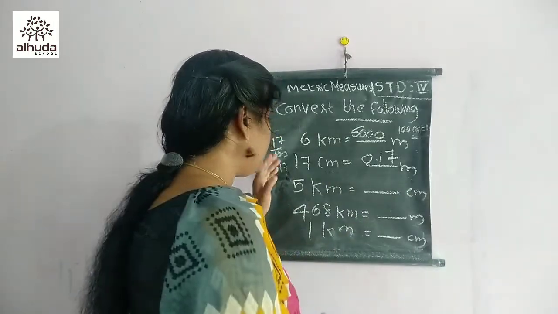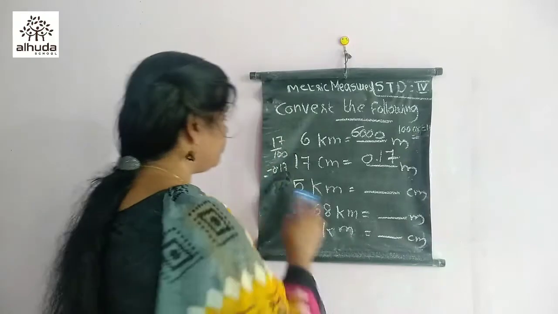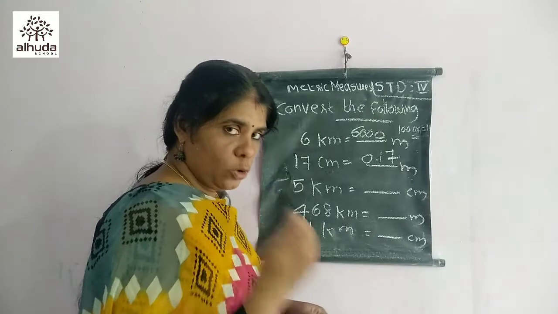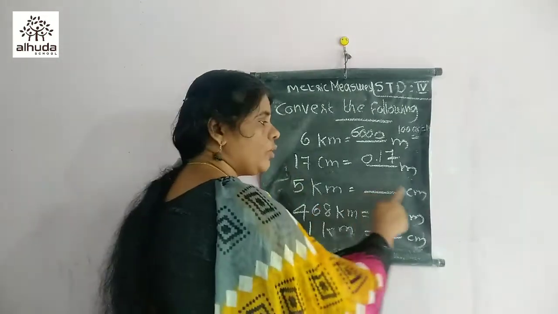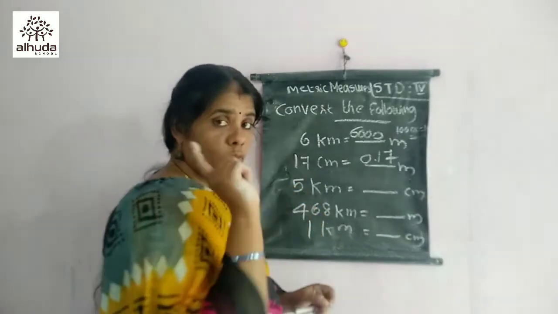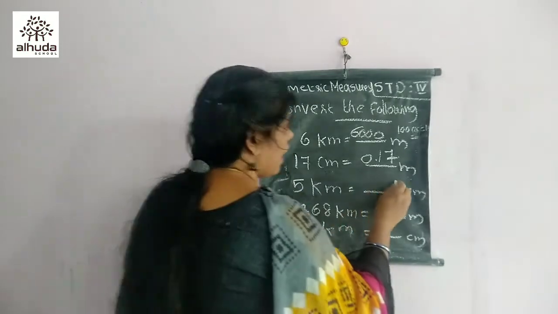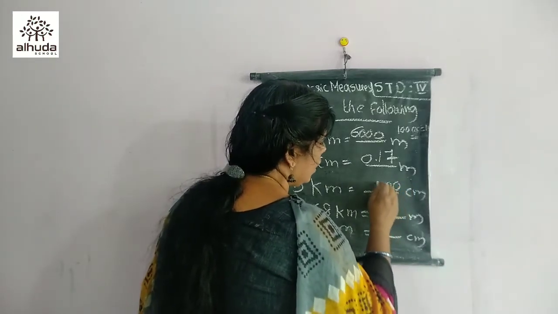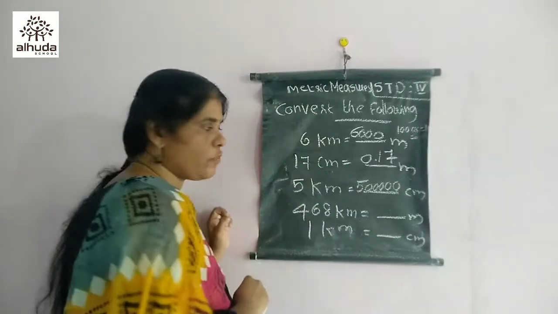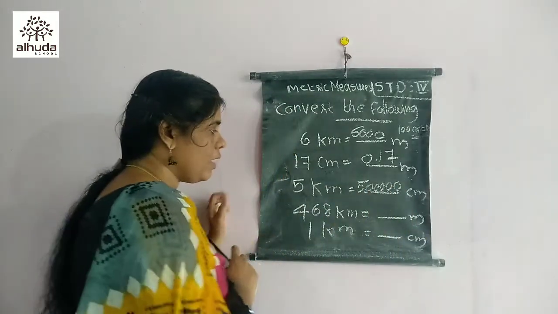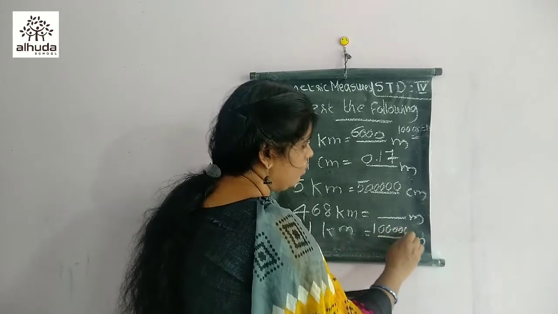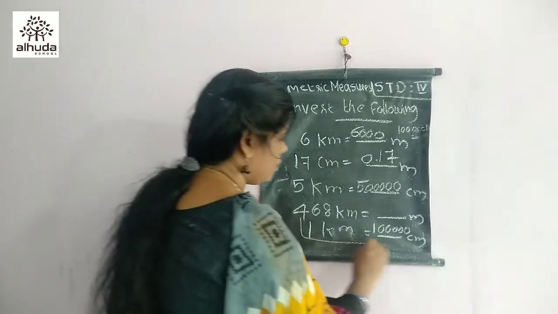Kilometer to dash centimeter. For that, we should remember the steps. Always remember, if you want to convert kilometer to centimeter, we are converting a higher unit to a smaller unit, so multiplication will come. Multiply with 1 lakh, so 5 lakh. That is 5 and 5 zeros, that is 5 lakh centimeter. Because 1 kilometer is equal to 1 lakh centimeter. This you should learn by heart.